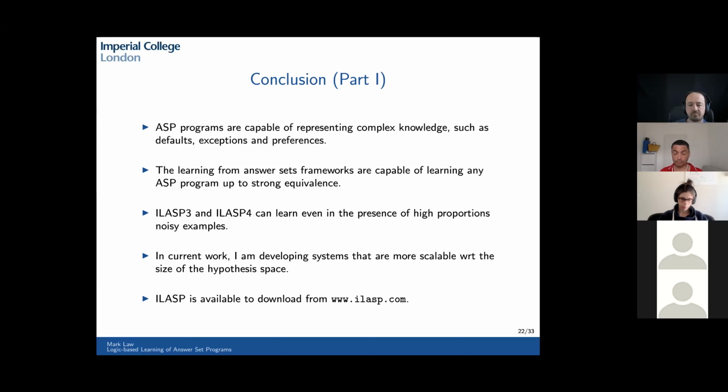The systems themselves can learn even in the presence of high proportions of noisy examples, but where they fall down at the moment is scalability with respect to the size of the hypothesis space. If you have a very large hypothesis space, because ILASP actually starts by generating this hypothesis space in full, it may be that although the algorithms are theoretically capable of finding the inductive solution or the optimal inductive solution, in practice, they may never terminate or they may run out of memory.